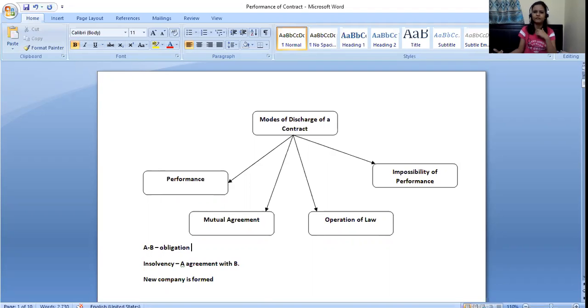It may be by operation of law, like insolvency, like merger and all of that. It may be by impossibility of performance: a party died, or some new laws came or certain changes were made to the existing laws, and now it's not possible for the parties to perform their part of the contract. So this is how a contract can be discharged, right? We can make the parties free from their obligations. These are the four different ways by which we can make the parties free from their contractual obligations. So is this part clear? What are the modes of discharging a contract?